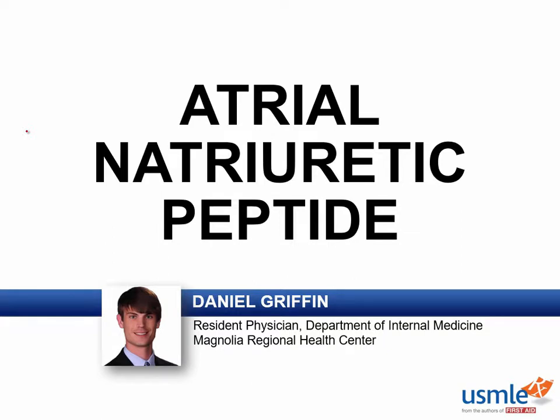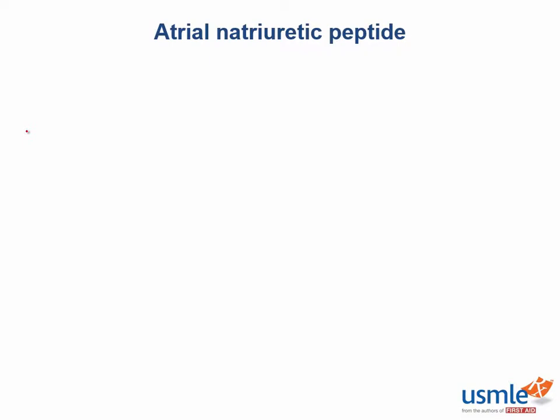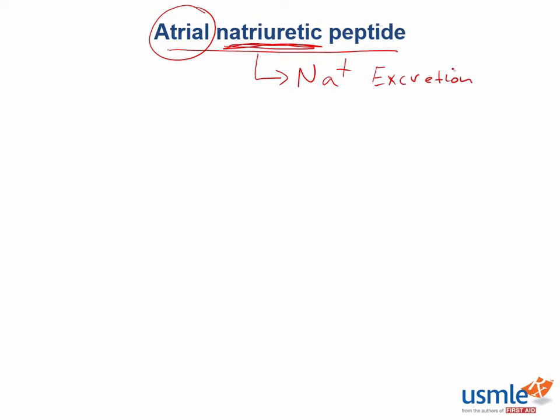So let's start off by breaking down the name. So here you can see it, atrial natriuretic peptide. And as the name implies, it is released from the atrial myocytes. Now the word natriuretic here tells us that it's involved in the process of natriuresis, which is excretion of sodium within the urine. And last but not least, it's a peptide, or a short-chained amino acid.